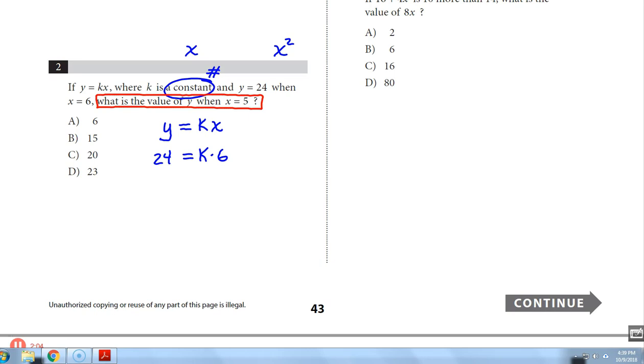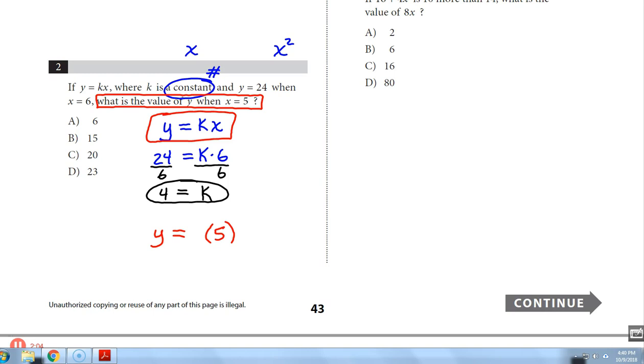First off, I'm going to solve this equation for k. I divide both sides by 6, and I find out that k is equal to 4. Now, that's not the answer. They didn't ask what k is, but I'm going to need it. In the second part, we're trying to figure out what y is when x is 5. So I go back to my original equation. When x is 5, and I now know k is 4, y is going to be 4 times 5, or 20. So the correct answer there is C.